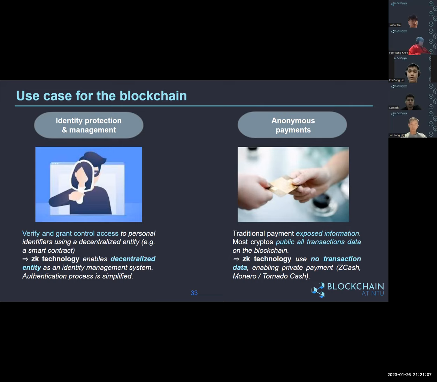Another use case is anonymous payment. Traditional payment exposes information, and nowadays most crypto blockchains have public transaction data. So ZK technologies enable us to privatize those transactions. Some examples are Zcash or Monero, which are blockchains with private transactions, or we can privatize public transactions on public blockchains. One infamous example is Tornado Cash, which hides all the transaction details. I believe Tornado Cash has been banned also.